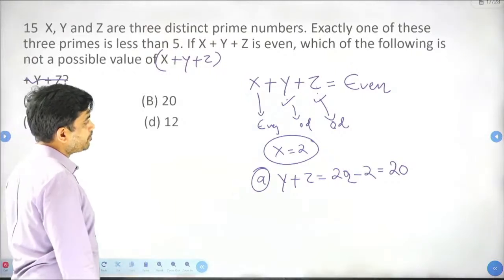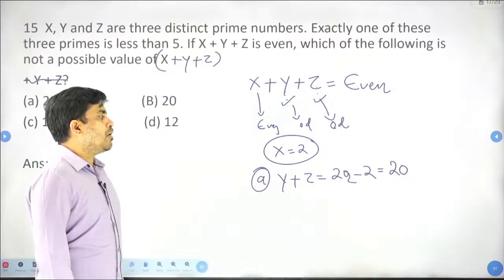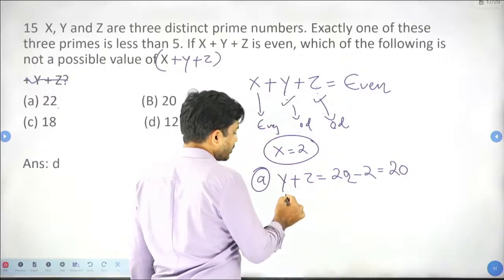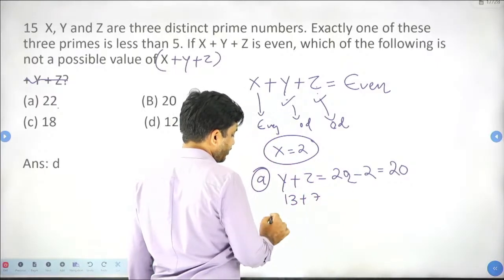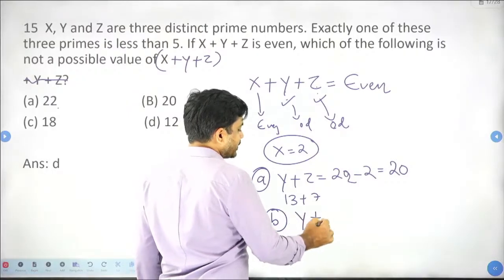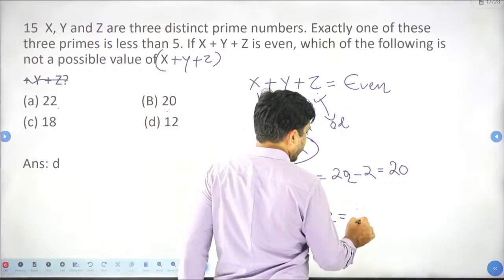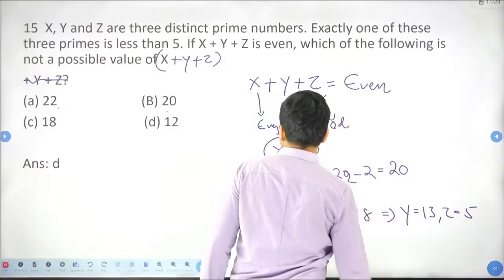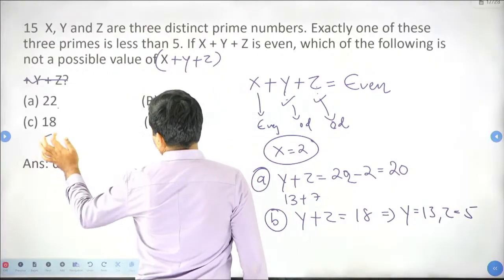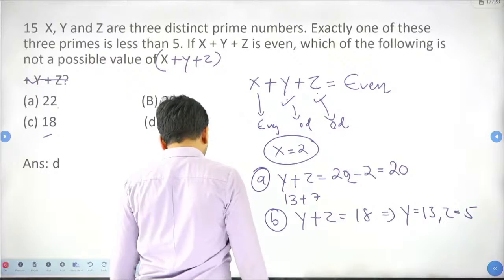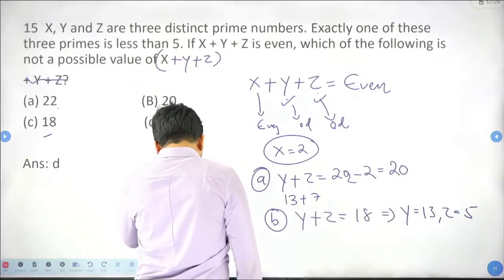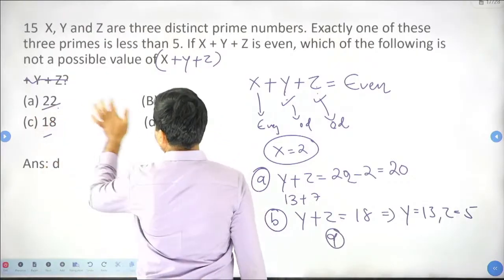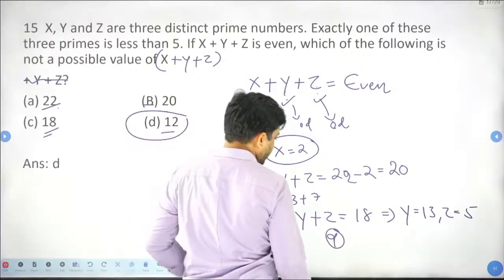Then what is next? Y plus Z equal to 20 means, guess some prime numbers. Yeah, 13 and 7. Perfect. Option B, Y plus Z is equal to 20 minus 2 means 18. Y may be 13, Z may be 5. Perfect. 18 minus 2, 16. Again, you will get 11 and 5. But for 12, option D, all three are satisfied, means option D will be answer. But we will check this.